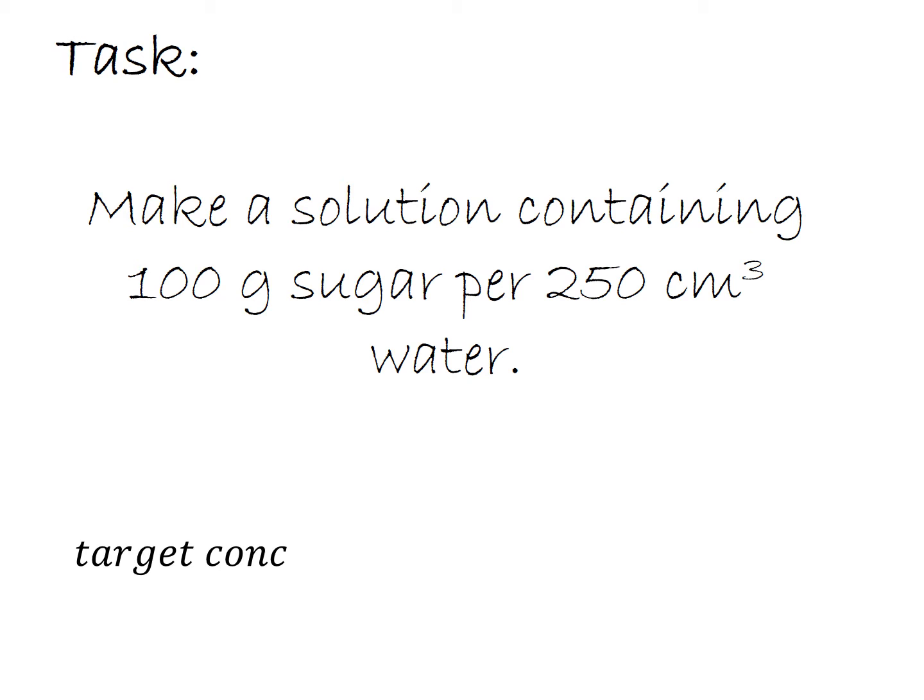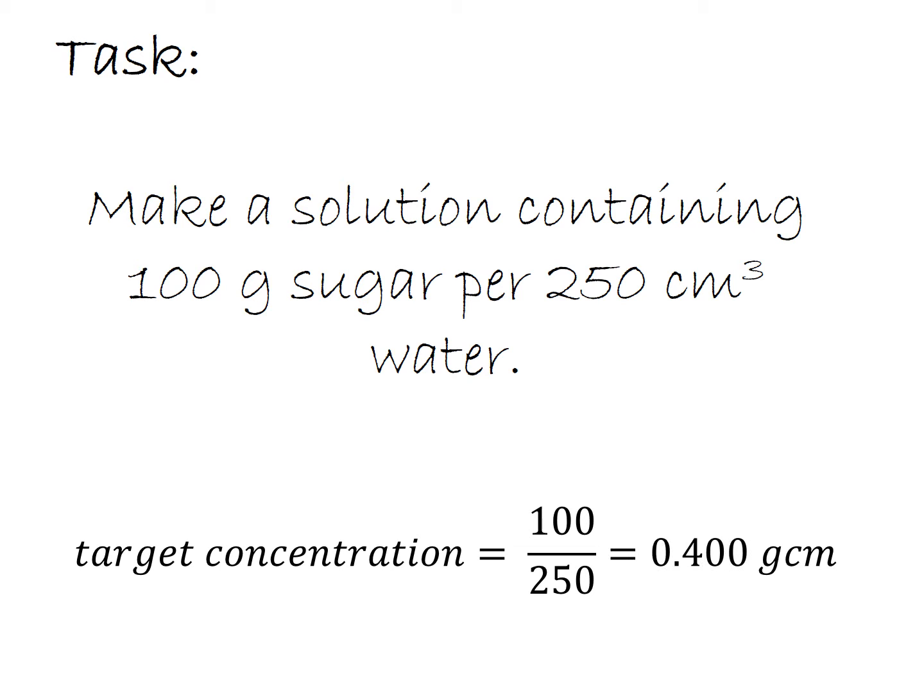So the example task is to make a solution containing 100 grams of sugar per 250 centimetres cubed of water. The concentration of that solution is represented as follows. We're just going to use the units of grams per centimetre cubed in this example. So this is 100 grams of sugar divided by 250 centimetres cubed of solution volume to give us a concentration of 0.400 grams for every centimetre cubed of that solution.